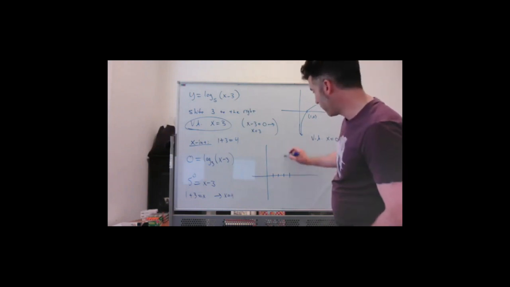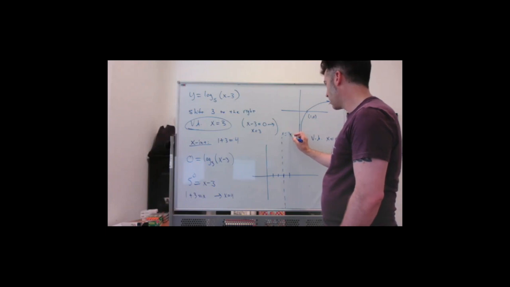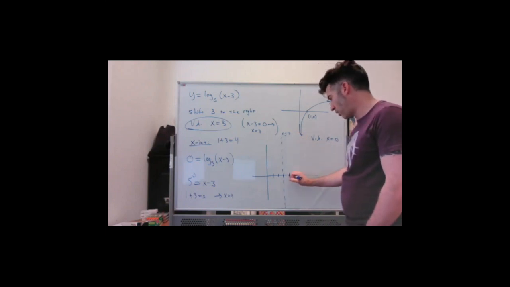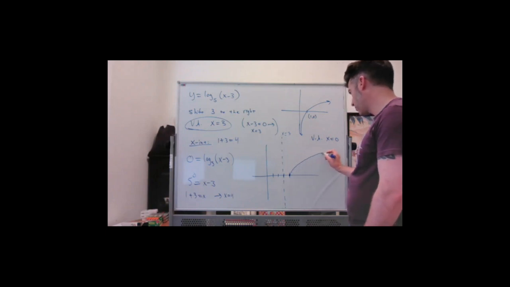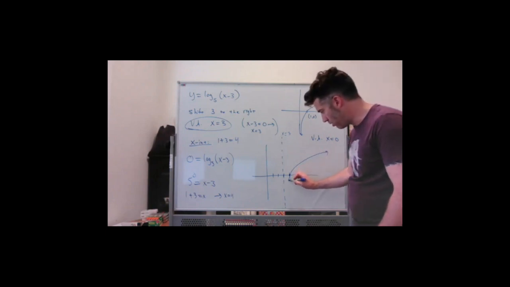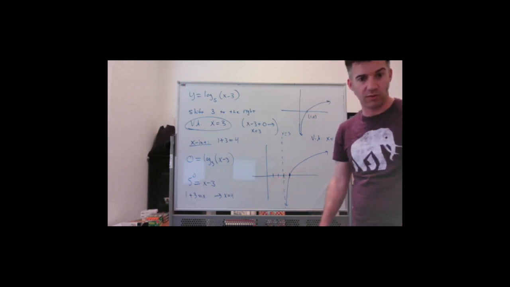My new vertical asymptote is x equals 3. My new x-intercept is x equals 4. And it should look like this. To the right, it should get bigger and bigger like that. And to the left, it should get more and more negative as the x values push closer and closer to 3.